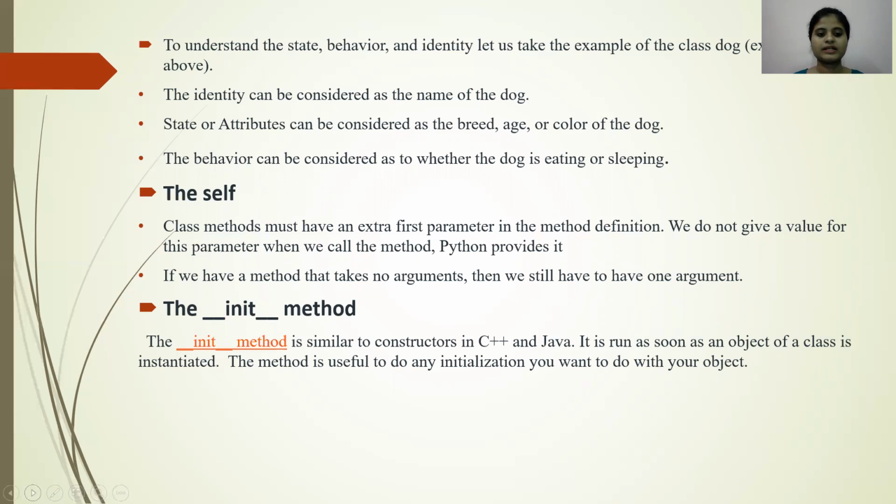The self. Class methods must have an extra first parameter in the method definition. We don't have to give value for this parameter when we call the method. If we have a method that takes no arguments, then we still have to have one argument.